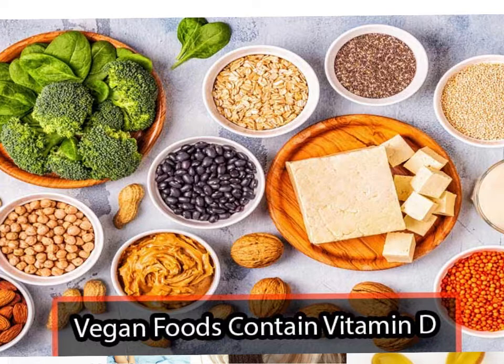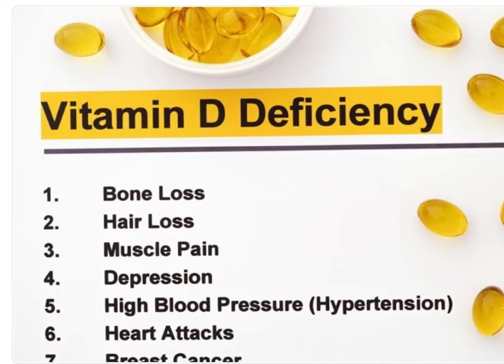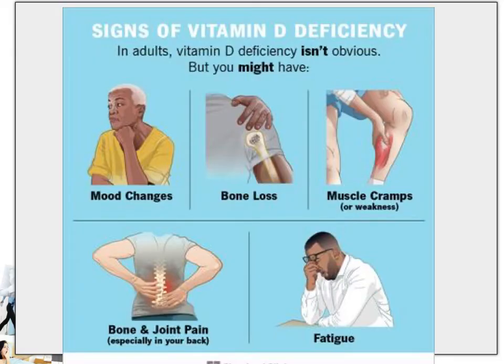There are also a variety of vegan foods that contain vitamin D, including soy products, oats, beans, nuts, broccoli, and other such things. Some symptoms of vitamin D deficiency are bone loss, hair loss, muscle pain, depression, high blood pressure, heart attacks, and an increased risk of breast cancer. Vitamin D deficiency is very difficult to spot, and it is hidden quite often.